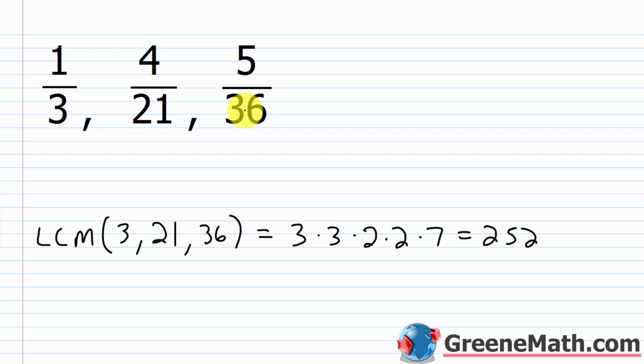Now, we can say that the LCD, because we're working with fractions here, right? And these are denominators. So the least common denominator is going to be equal to 252, okay? But if we were just working with the numbers 3, 21, and 36, we would not say the LCD, we would say the LCM because we're just talking about a group of numbers. Again, because these are fractions, we can say the LCD because we are specifically talking about the least common multiple for the denominators. Okay, so I want to make sure that's clear for you.